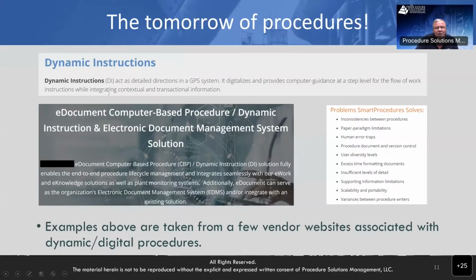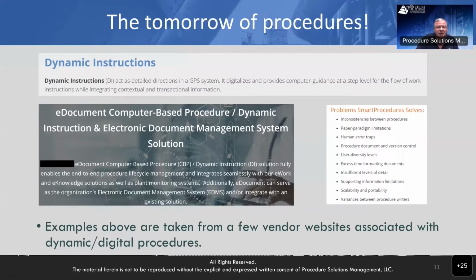This one vendor says dynamic instructions act as detailed directions in a GPS system. It digitalizes and provides computer guidance at a step level for the flow of work instructions while integrating contextual and transactional information. Wow, a lot of info there, right?